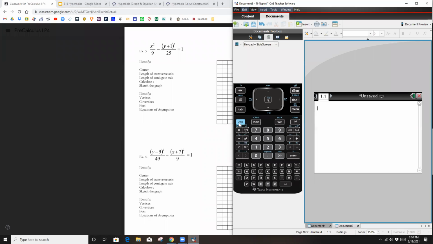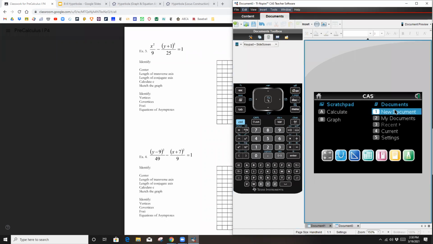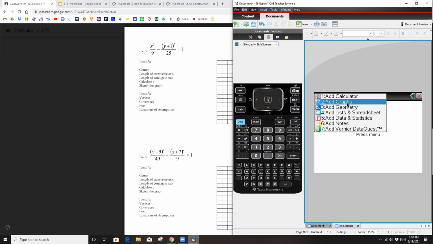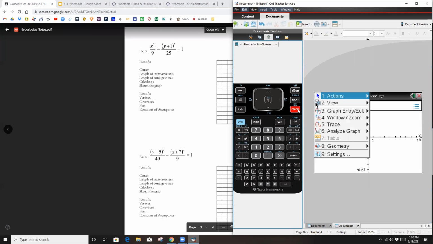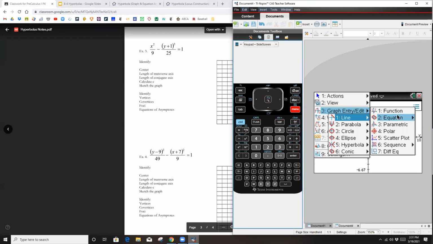But if you ever want to know how to check these on the calculator, open up a new doc, open up a graph. Right now it's asking you to graph a function, but this is not a function. It's definitely not a function. So it's a conic section. So there's a way to type in a conic section. You could go menu, graph entry edit. So we're changing it from a function to an equation. And then if you go to equation, you'll see all the conic sections. So you can even do this for circles and ellipses too. If I didn't show you that already, that's my bad.